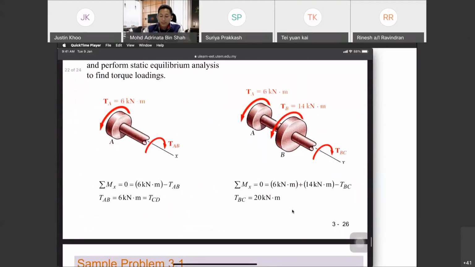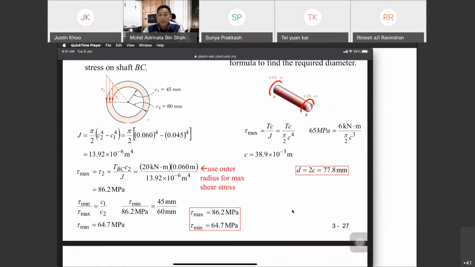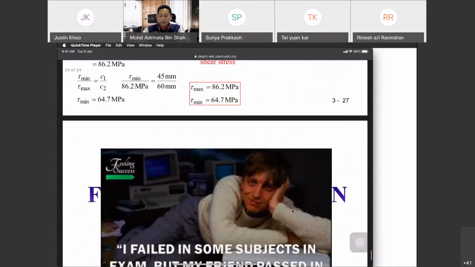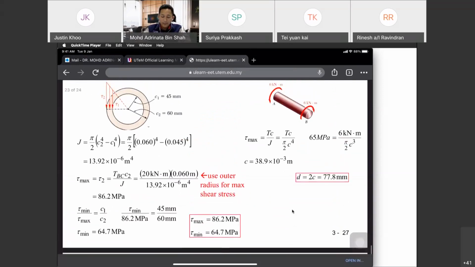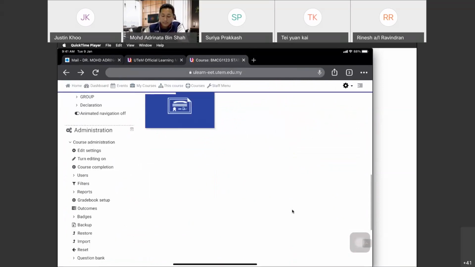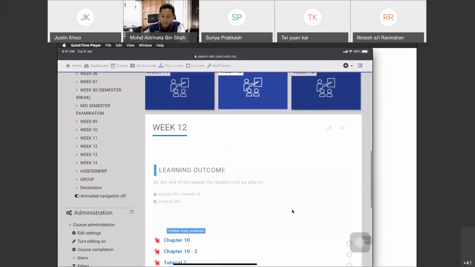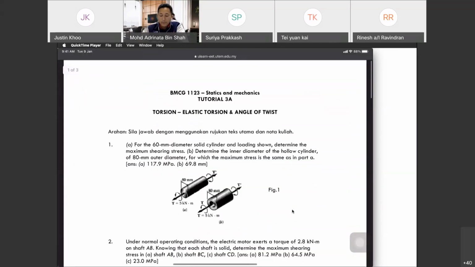Okay, how to calculate your torque, and then you can calculate your diameter, a shaft design, or we call it allowable shear stress. This one, okay, can have two questions. Okay, and also I have uploaded the tutorial for our chapter 10.